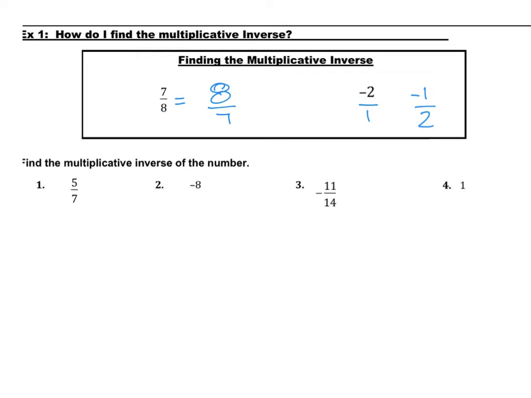So the flip of 5 all over 7, or the reciprocal, is going to be 7 all over 5. For the next one, let's put that all over 1, and then the flip is going to give us -1 all over 8. And again, it doesn't matter where you put your negative number. Number 13, I'm going to flip them. I'm going to have 14 all over 11, and I'm just going to put the negative right outside there. It doesn't matter where you put it. And 1, well, the inverse, or the flip of 1 all over 1, that remains 1.